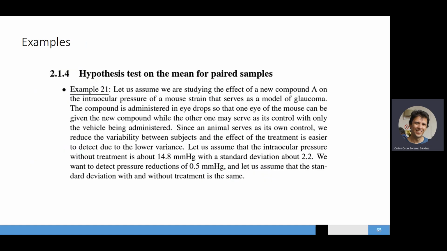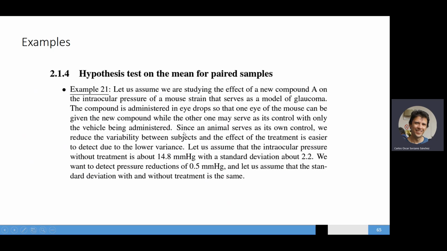Okay, so let's see an example. Let us assume that we are studying the effect of a new compound A on the intraocular pressure of a mouse strain that serves as a model of glaucoma. Glaucoma is a high pressure within the eye. So the compound is administered in eye drops so that one eye of the mouse can be given the new compound, while the other one may serve as its control with only the vehicle being administered.